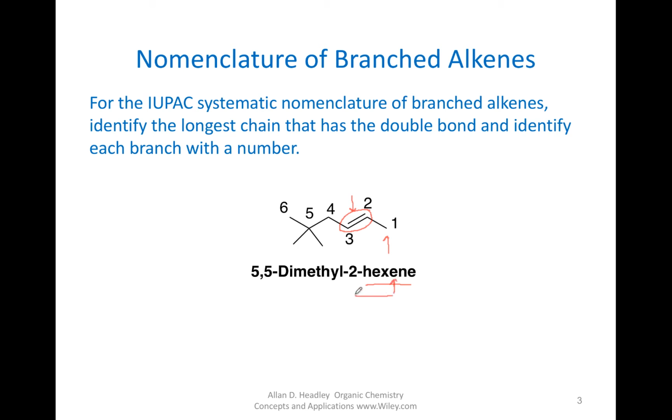We'll have to indicate the position of that double bond. It's between carbons 2 and 3, so we indicate it with a 2. Then we have 2 substituents here on the same carbon, 5. Since they are the same substituents, it's a dimethyl, and we use 5,5 because we have 2 methyl groups. And notice here a comma is used to separate numbers.